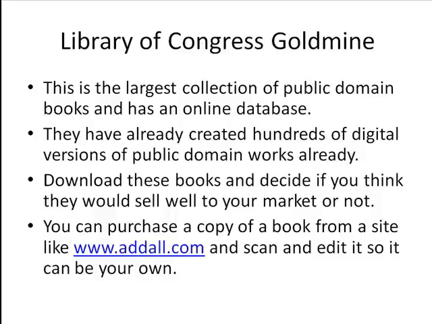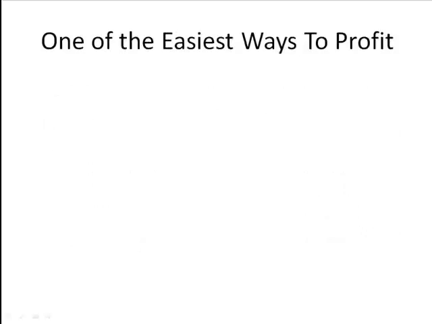So if you find something that's in the public domain on the Library of Congress website and you can't seem to find a digital version of it on either Gutenberg or the Library of Congress website, then you could go to a site like addall.com, which lets you buy a book for a lower cost, and then you can take it and scan it, and it's all yours to do as you want with it.